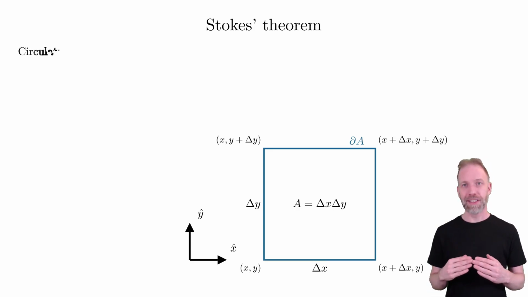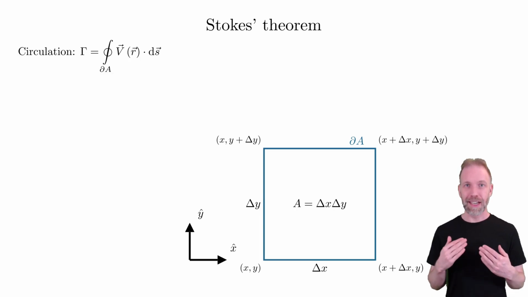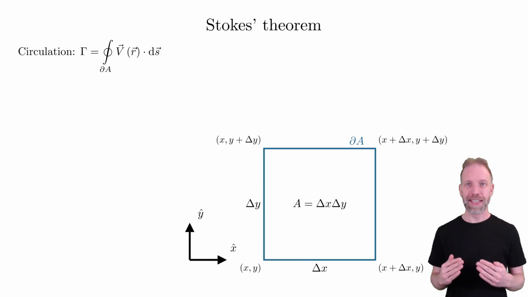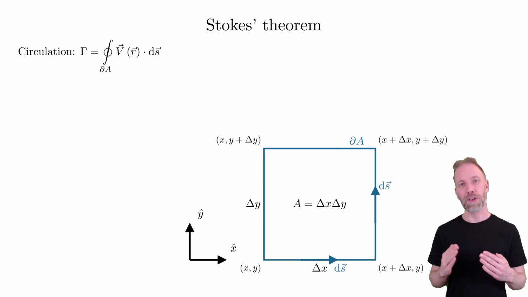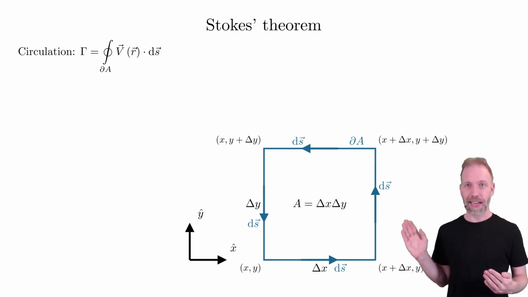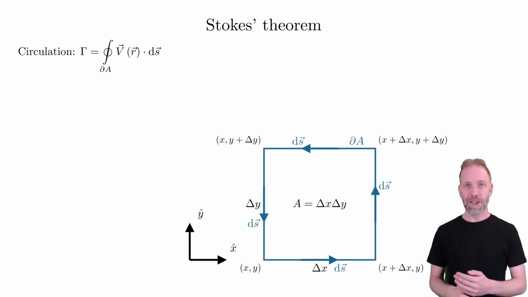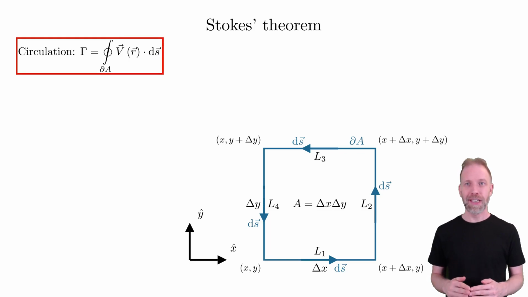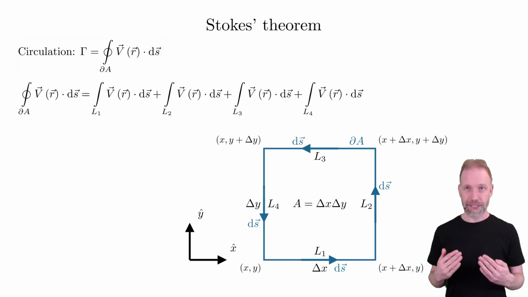Now, we can define the circulation gamma, which is the closed line integral of a vector field v around the curve. The mathematical definition states that we should integrate counterclockwise, which gives the following line elements. We also call the four lines L1 to L4. This means that we can write the integral for the circulation as four separate integrals, each over a straight line.